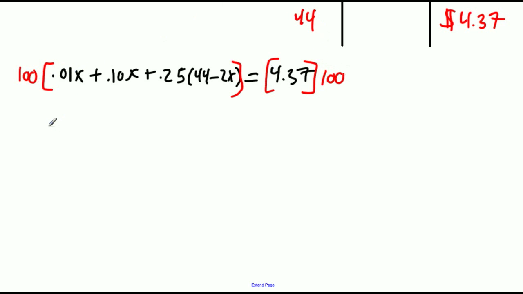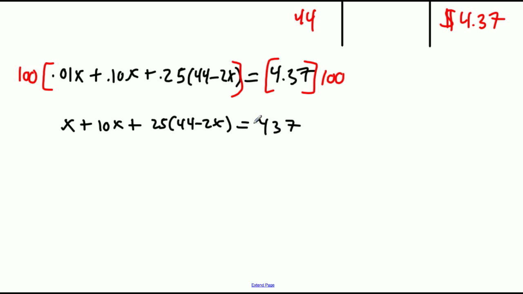So now 0.01x becomes 1x, or just x. 0.10x becomes 10x. Again, I move it 1, 2. 0.25 becomes 25 times 44 minus 2x. And 2 over is 437.